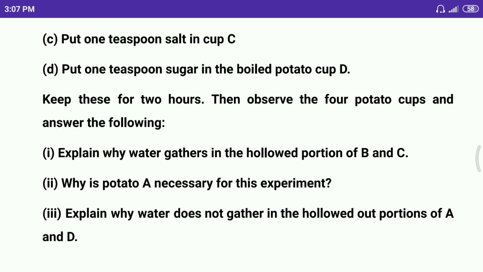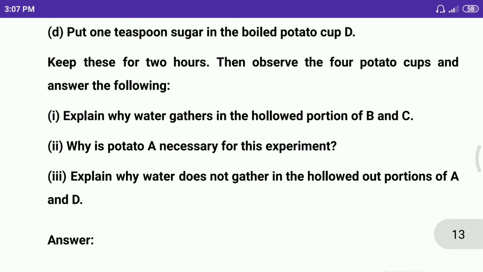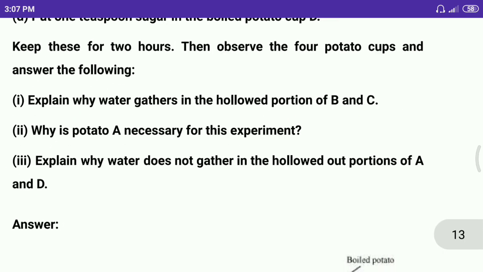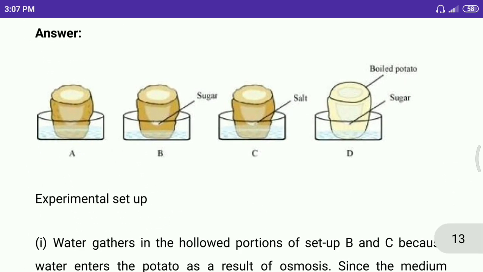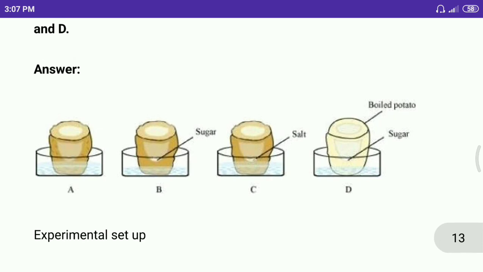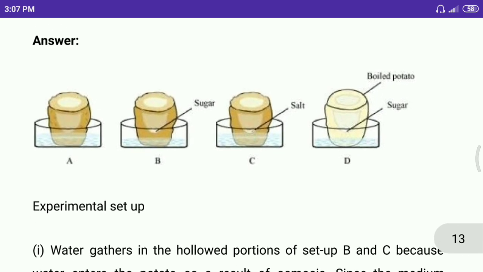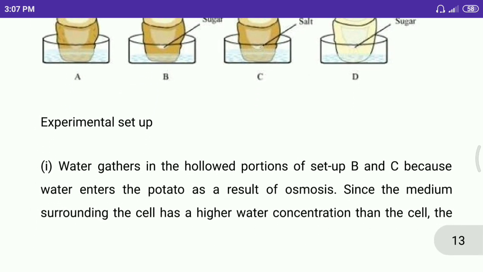First, explain why water gathers in the hollow portion of B and C. Second, why is potato A necessary for the experiment? Third, explain why water does not gather in the hollow portion of A and D. Answer. Here is also a diagram of the potato sugar experiment setup.